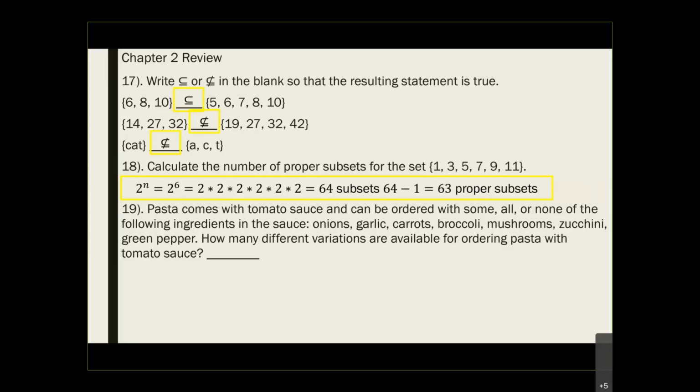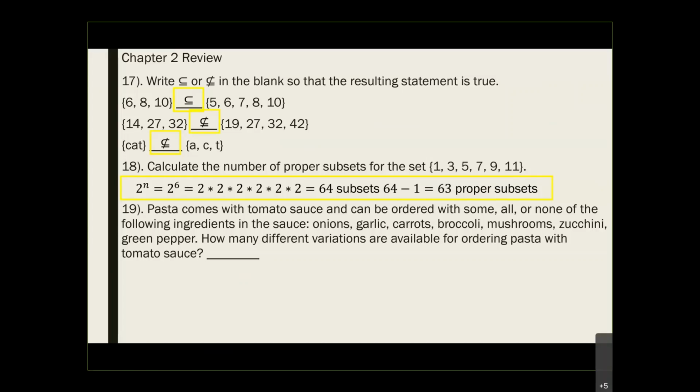Now, 19 is not combination, permutation, or fundamental counting principle, ladies and gentlemen. This one here, they basically ask you how many ways you can order your spaghetti together with the tomato sauce, right? They say you can order some, all or none. You can just buy pasta with tomato sauce by itself, right?